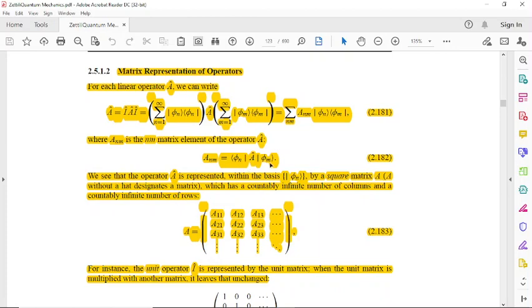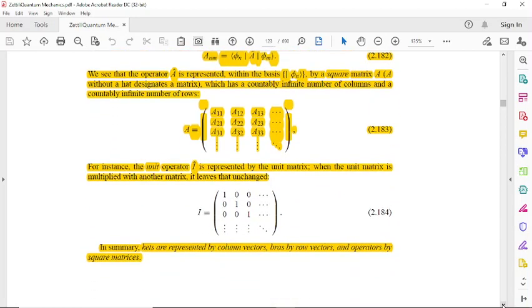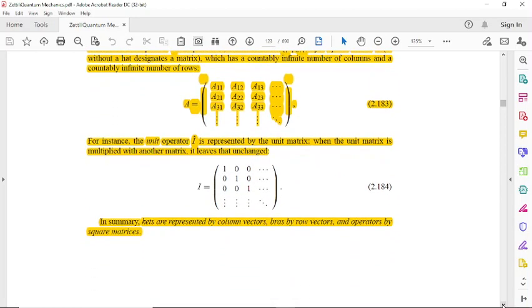We see that the operator A is represented within the basis set of ket phi n by a square matrix, which has a countably infinite number of columns and a countably infinite number of rows. So now we are able to represent or express an operator in terms of a matrix, an n by m matrix.